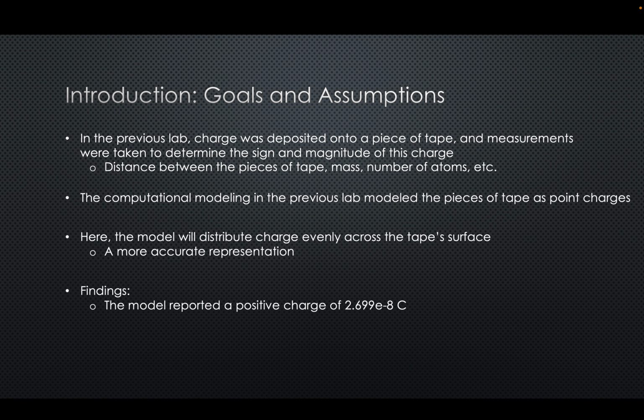In the previous lab, we assumed that charge was distributed as a point charge between two pieces of tape. By making the top one float and measuring the distance between the two, and setting the electric force equal to the gravitational force, we found the assumed charge of that piece of tape. This model is different in that we will be assuming the charge is evenly distributed across the tape as opposed to a point charge, which is a more accurate representation based on polarization.